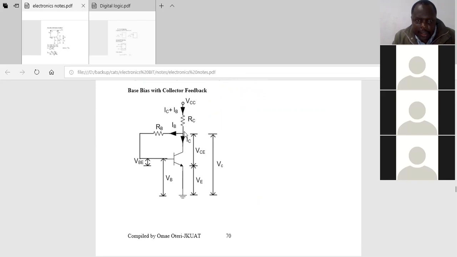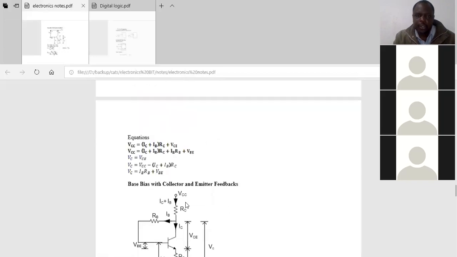resistor here, and then after RC, that's where you connect your RB2. And that's what gives you the collector feedback. If you form equations here, those equations will be given by VCC is equal to IC plus IB in brackets times RC, which is basically IE times RC, plus IBRB plus VBE, then you go to ground. And that equation would be VCC equals IERC plus VCE, or it actually takes you to ground.